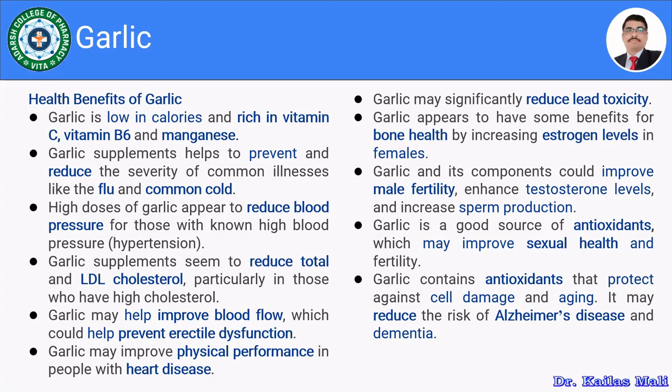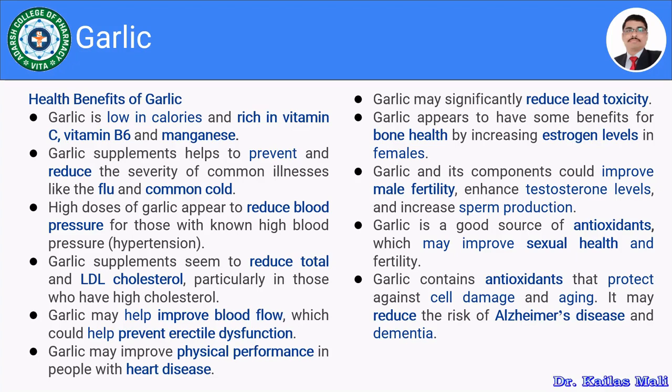Then high doses of garlic appear to reduce the blood pressure for those with known high blood pressure, that is hypertension. In the case of hypertension, it is possible to reduce the blood pressure with the help of garlic. Then garlic supplements seem to reduce total and low density lipoprotein cholesterol, particularly in those who have high cholesterol. So garlic has the ability to reduce the levels of the bad cholesterol.